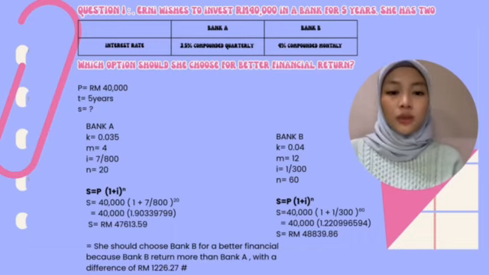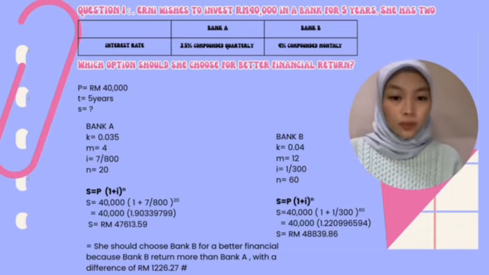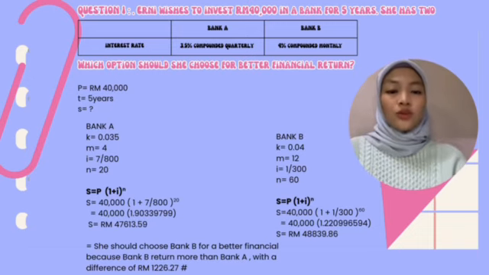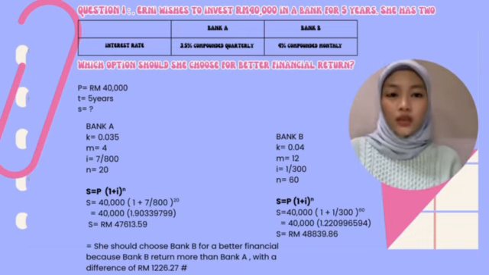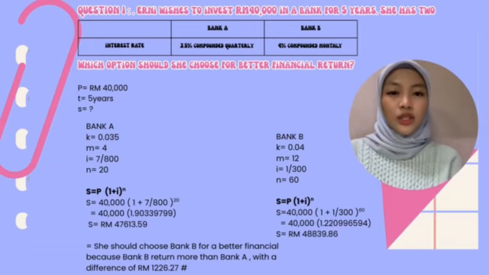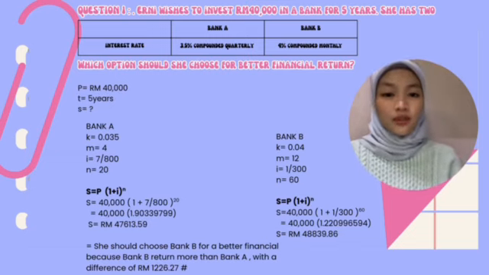Using the formula S equals P multiplied by open bracket 1 plus i close bracket to the power of n, S equals 40,000 times open bracket 1 plus 7 over 800 close bracket to the power of 20, which is equal to 40,000 times 1.190333799. The future value from Bank A is 47,613 ringgit and 59 cents.